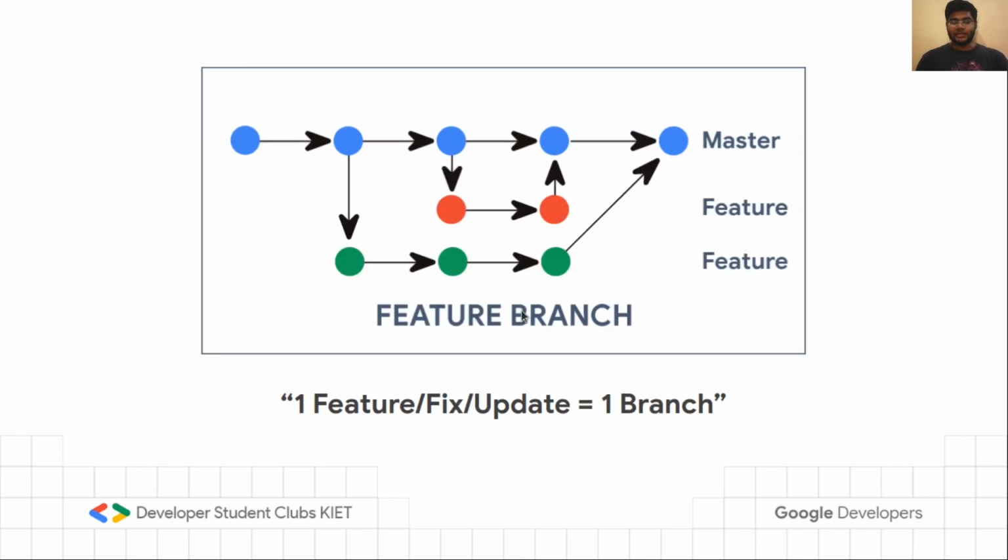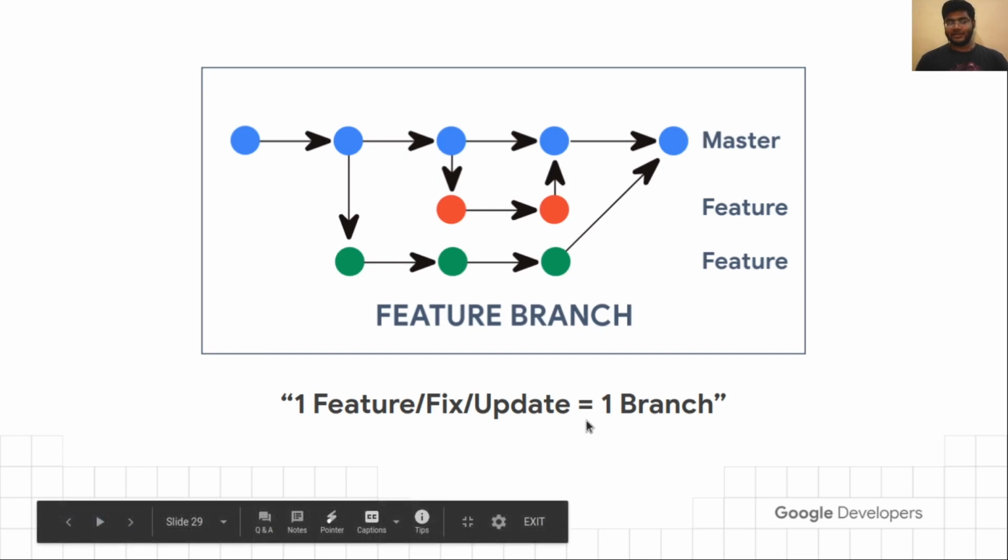This is feature branch. In feature branch, we are currently on a master branch. If we want to work on a feature, we simply create a new branch from the latest master, work on this feature, and merge the feature branch into our master. Same for this feature too. We create a new branch, we work on our features and merge into master. So here it says one feature, one fix, one update equals one branch. One branch must have only one feature code or one fix code or one update code, whatever you are doing.